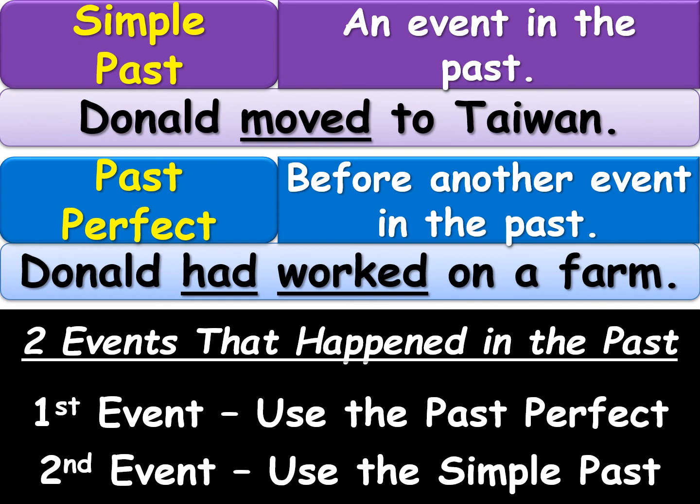So remember, the simple past and past perfect, what's the difference? Well, the simple past is for an event that happened in the past, but if we're talking about an event that happened earlier, then we're going to use past perfect. So the first event, we use the past perfect, and the second event, we use the simple past.